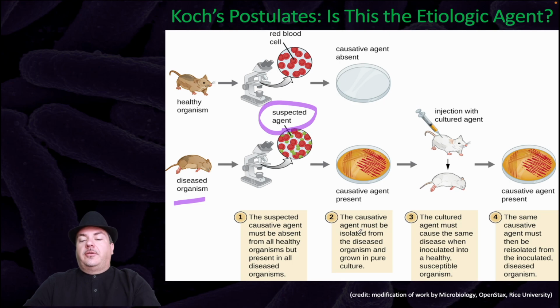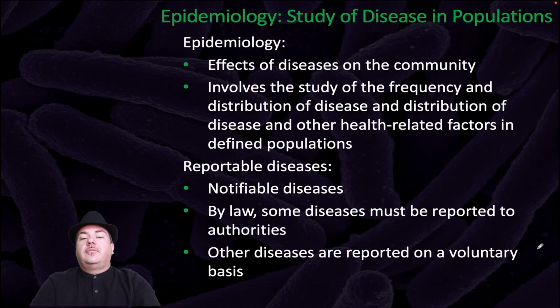The causative agent must be isolated from the diseased organism and grown in pure culture. You then take the cultured agent and infect an organism with it. The cultured agent must cause the same disease when inoculated into a healthy, susceptible organism. And then the same causative agent must be re-isolated from the inoculated, diseased organism.